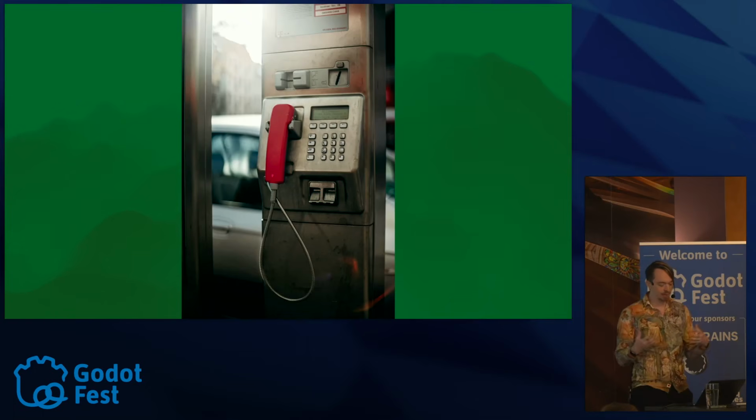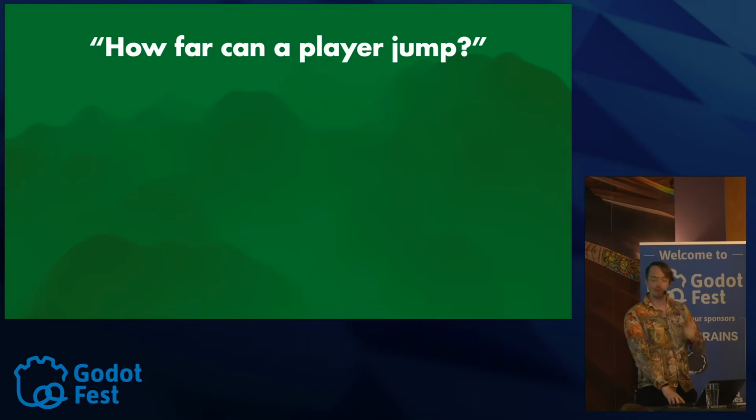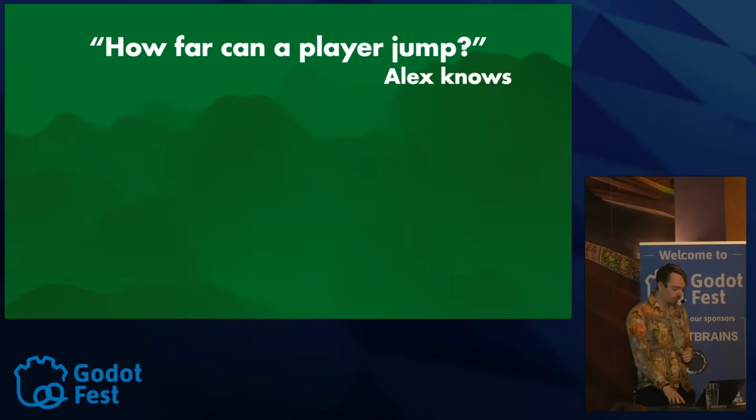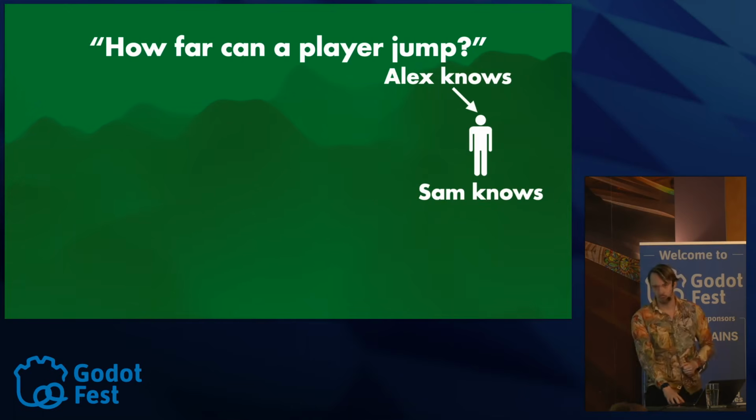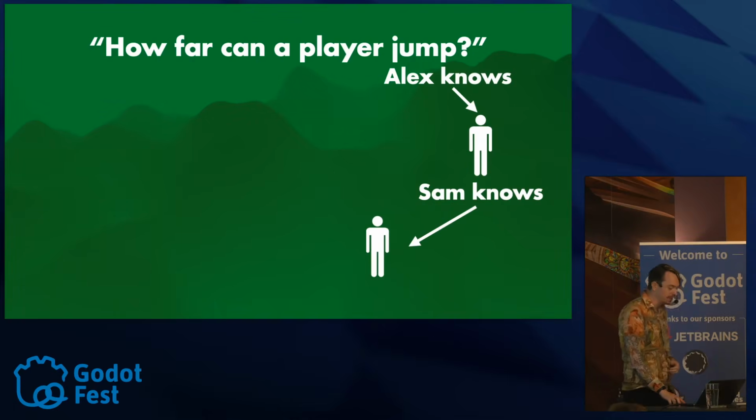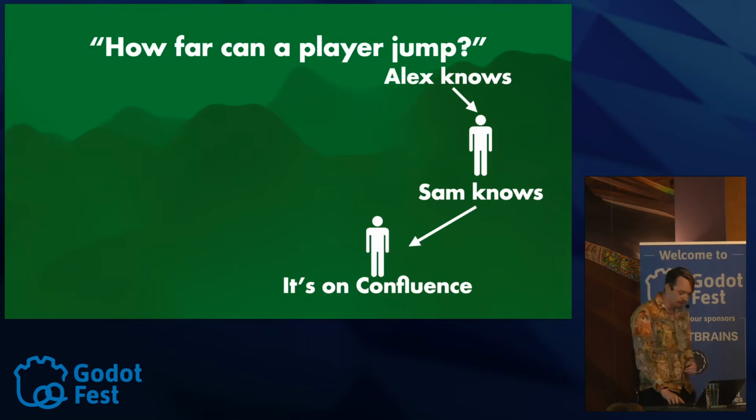Because at any company, there are games of telephone and information gets lost. Information like how far can a player jump? Let's say, for example, we're making a level, and we want to find out how far a player can jump. Well, we found out that Alex knows this. Great, so we go to Alex. Alex says, actually, Sam knows about it. So great, we go to Sam, and Sam says, actually, it's on Confluence. Okay, so we go to Confluence.